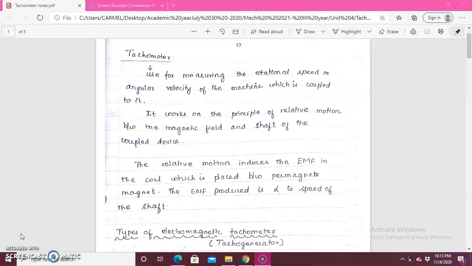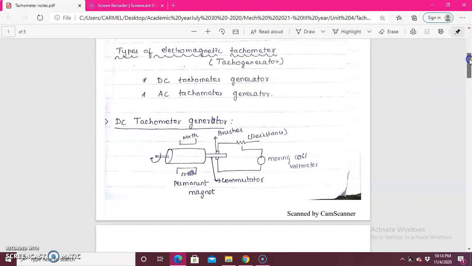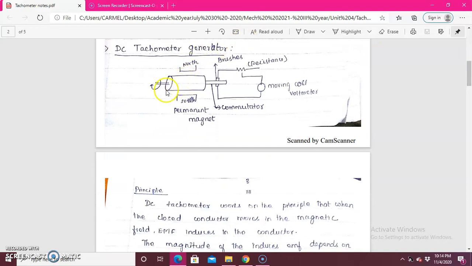There are two different types of electromagnetic tachometer. The tachometer can also be called a tachogenerator. One is DC and the other one is AC. In the DC tachometer generator, we have the coupling device, the shaft, and the speed we are going to measure. We have a permanent magnet, north and south, connected to the commutator. Out of this, both upper and lower, we have brushes, and those are connected across the resistance. The resistance is also connected to the moving coil voltmeter.